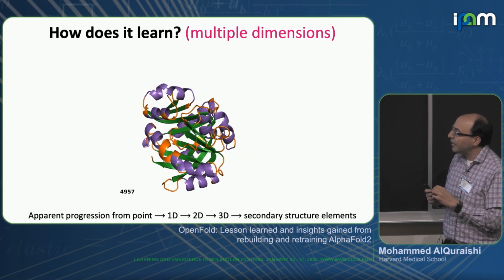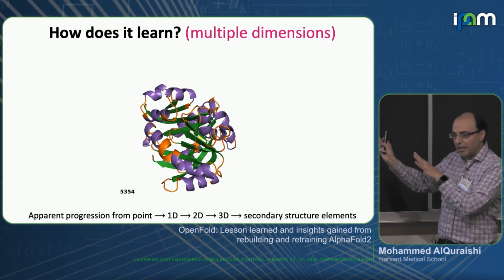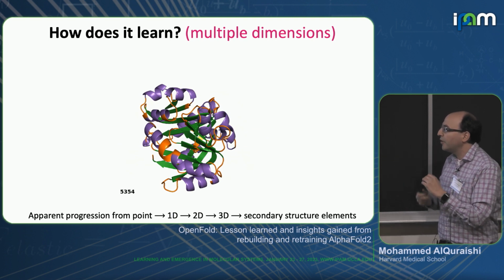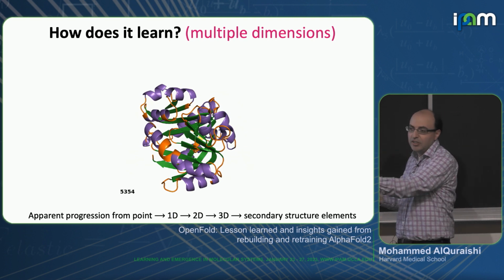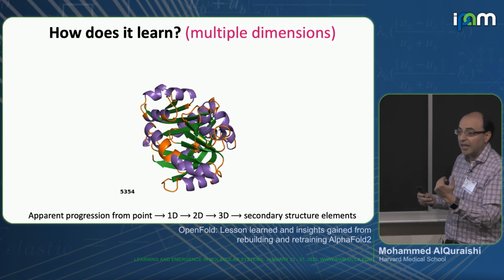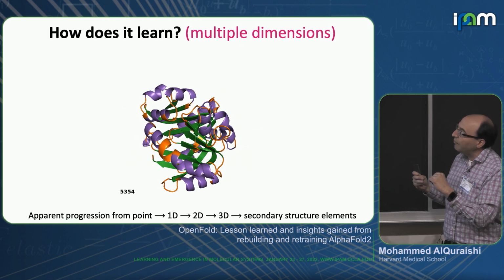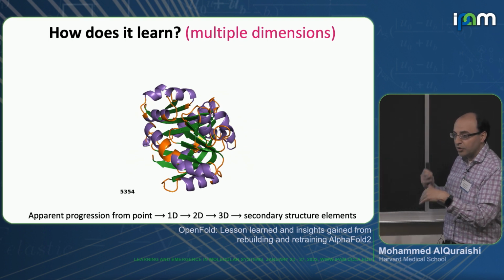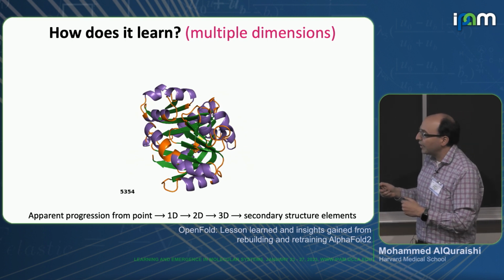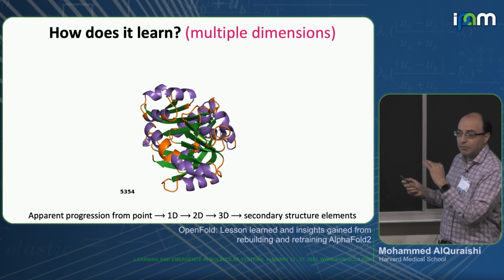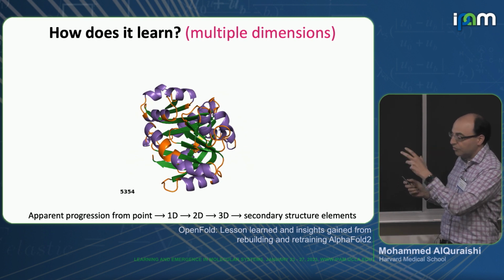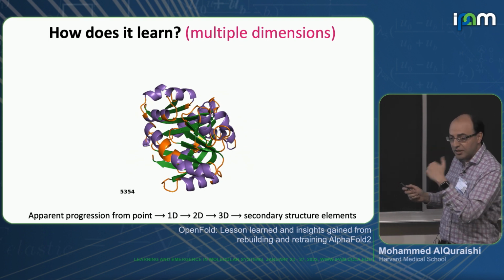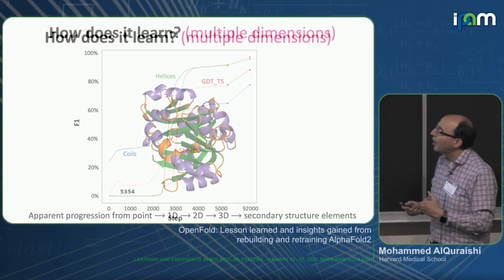And I will say it's not entirely clear. We have some hypotheses, and I'll flesh this out a little bit more. But as to why it learns spatial dimensions in a sequential way is not entirely clear, and there are not obvious parallels in other kinds of problems where this phenomenon takes place. But it's likely influenced by the loss function, which may incentivize the model or drive the model to learn in this way.